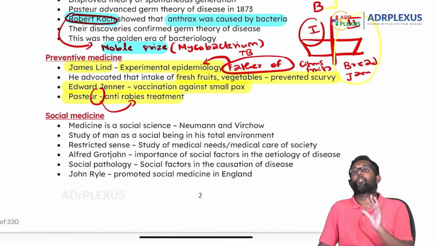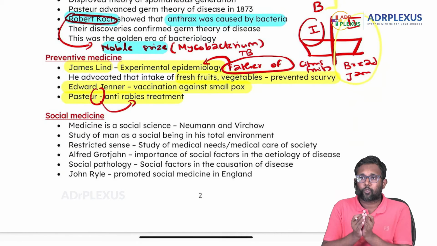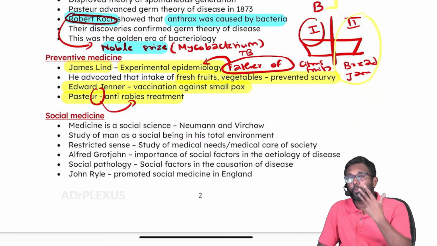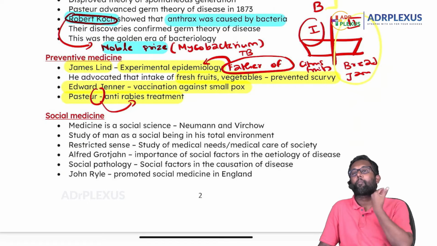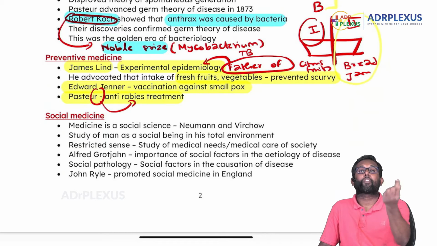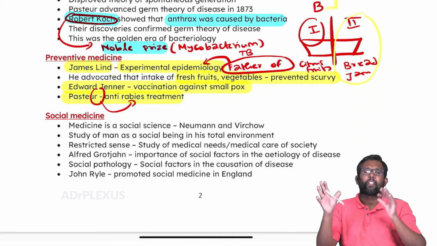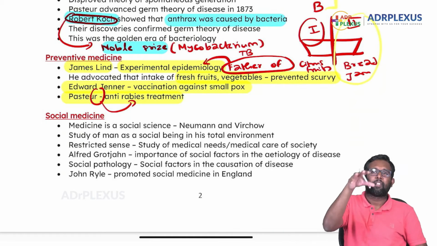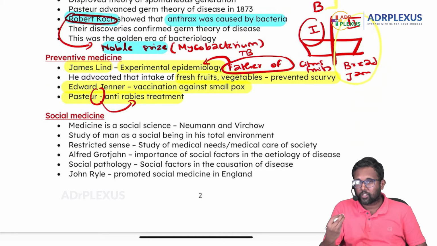Okay. Next is social medicine. Who gave this concept? The concept that medicine is a social science. We are all social animals, living in society. Now I am getting fever because of social factors. While coming, there was water stagnation all over, there was breeding of mosquitoes, and the mosquito was biting me. So medicine is a social science.